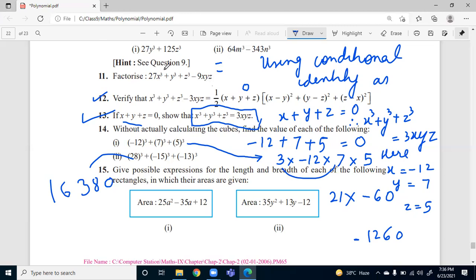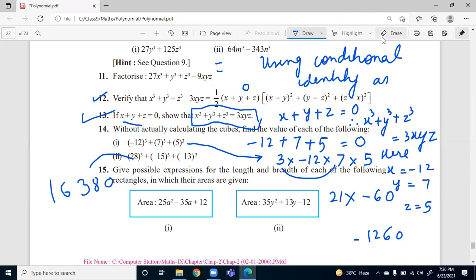Ma'am, first x plus y plus z is equal to 0, which is 28 minus 15 minus 13 is equal to 0. Then x cube plus y cube plus z cube is equal to 3xyz. So 3 into 28 into minus 15 into minus 13. So 84 into 195, it is 16380. Understood. So that is correct. Your way is also correct.